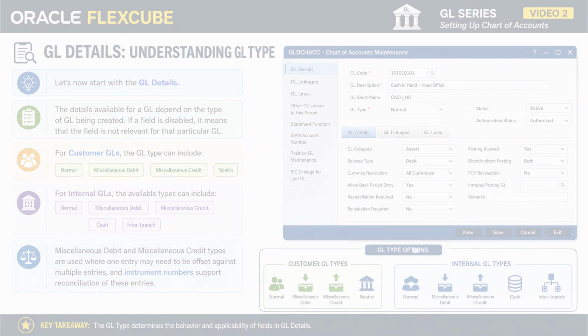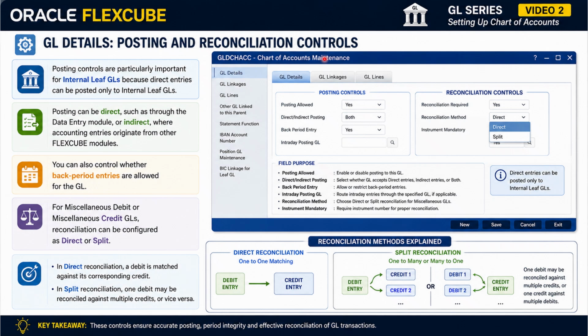GL details. Posting and reconciliation controls. Posting controls are particularly important for internal Leaf GLs because direct entries can be posted only to internal Leaf GLs. Posting can be direct, such as through the data entry module, or indirect, where accounting entries originate from other FLEXCUBE modules. You can also control whether back-period entries are allowed for the GL. For miscellaneous debit or miscellaneous credit GLs, reconciliation can be configured as direct or split. In direct reconciliation, a debit is matched against its corresponding credit.